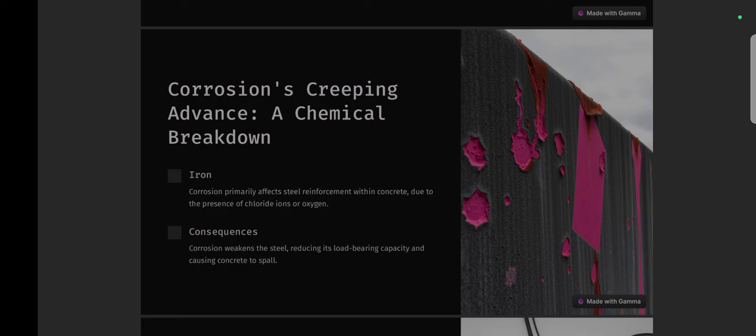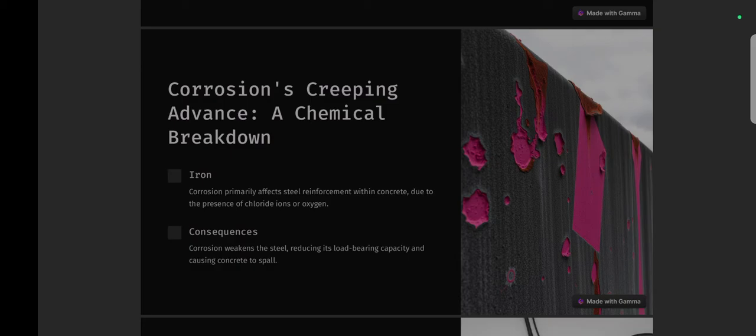Consequences of iron corrosion in concrete. Iron, especially steel reinforcement, is crucial to the strength of reinforced concrete. When iron steel reinforcement corrodes, it can lead to serious structural and aesthetic consequences. The deterioration process can compromise the overall integrity and lifespan of concrete structures.